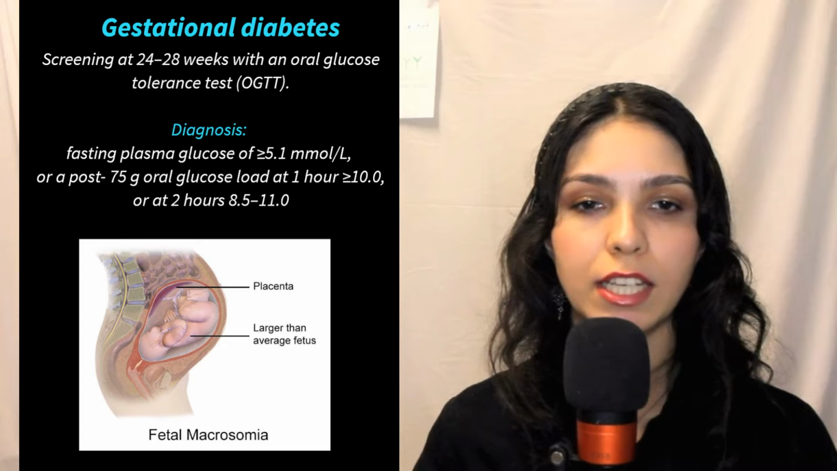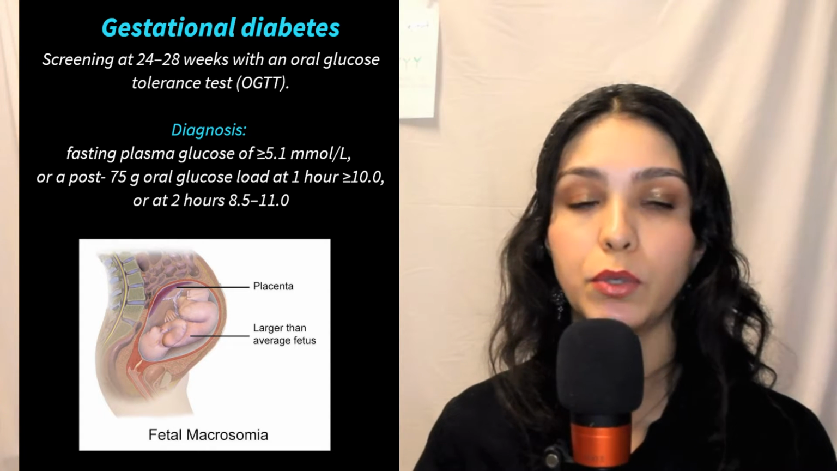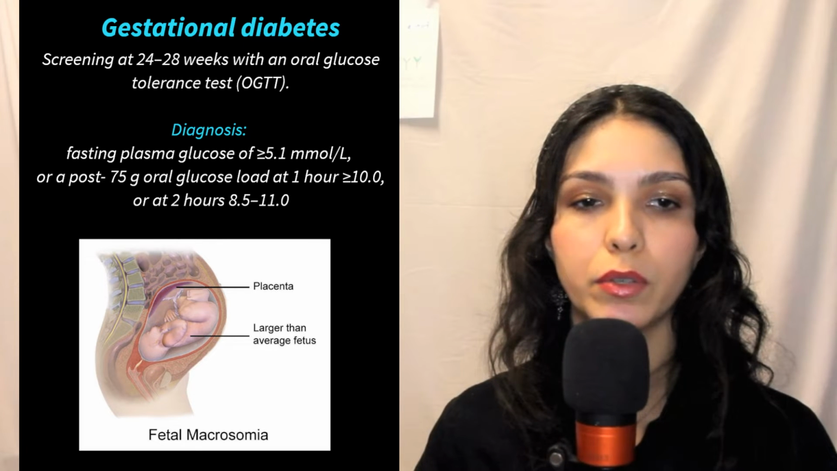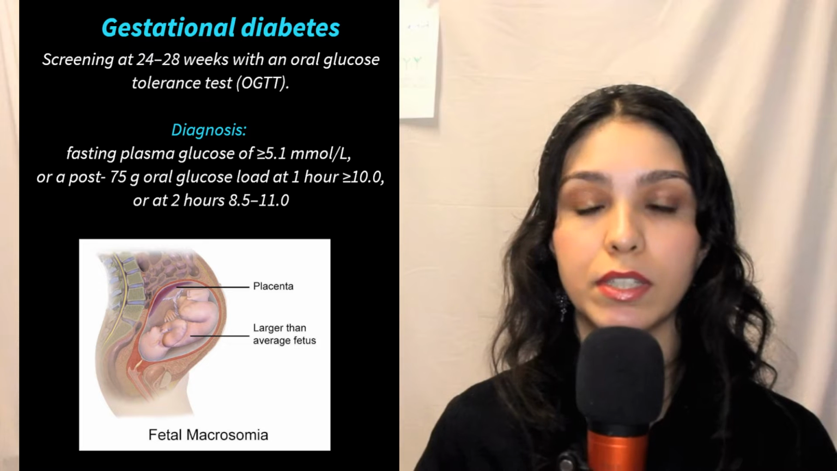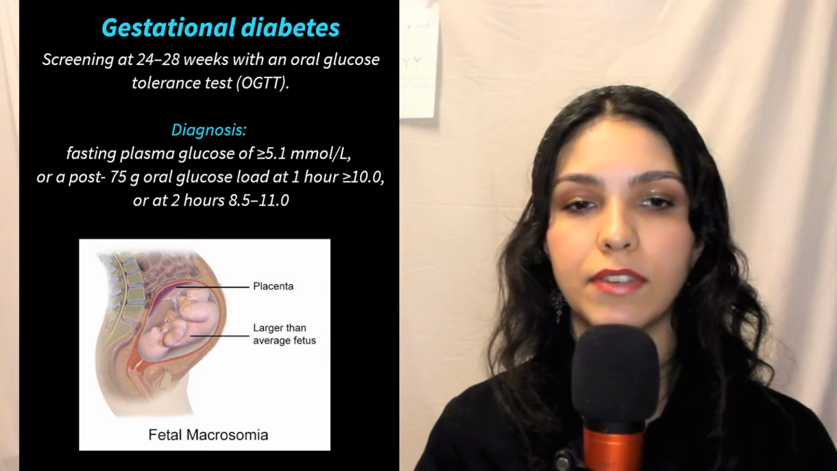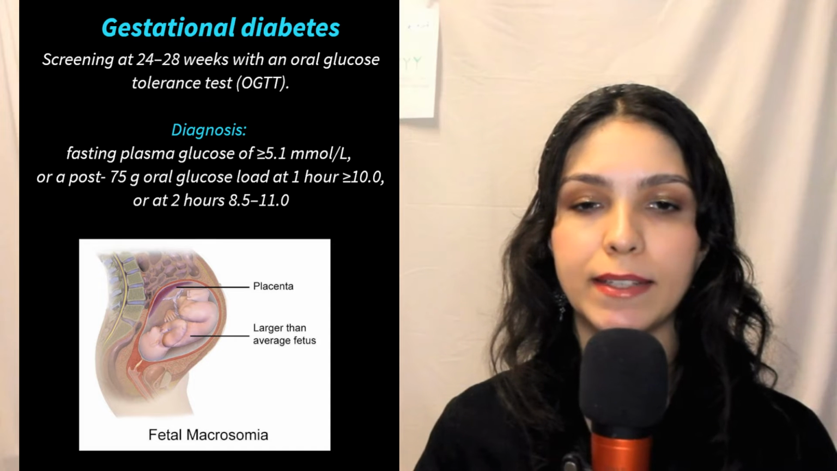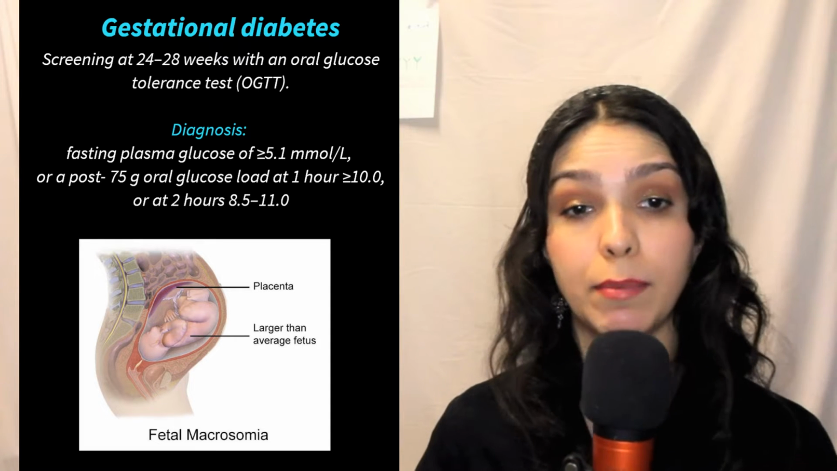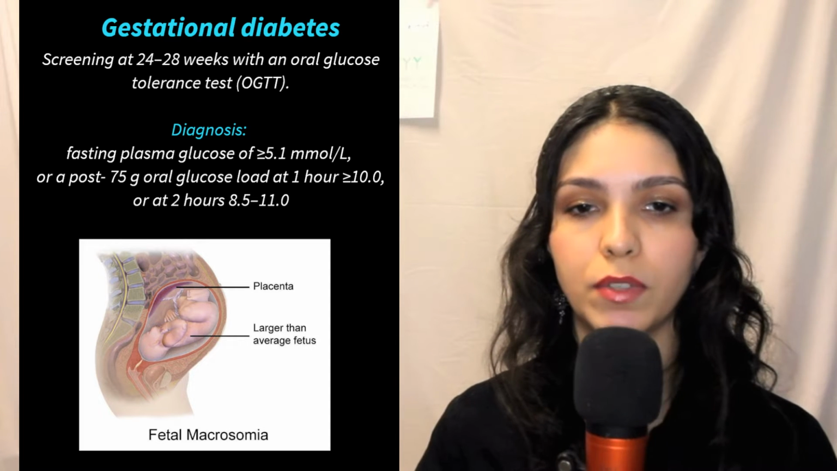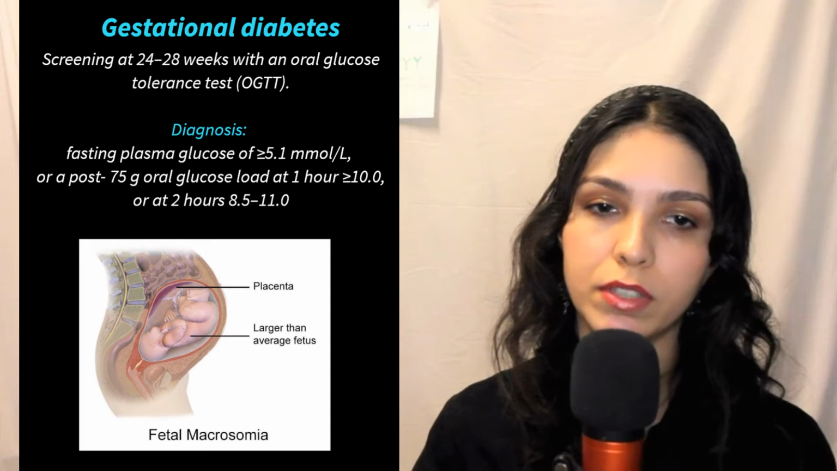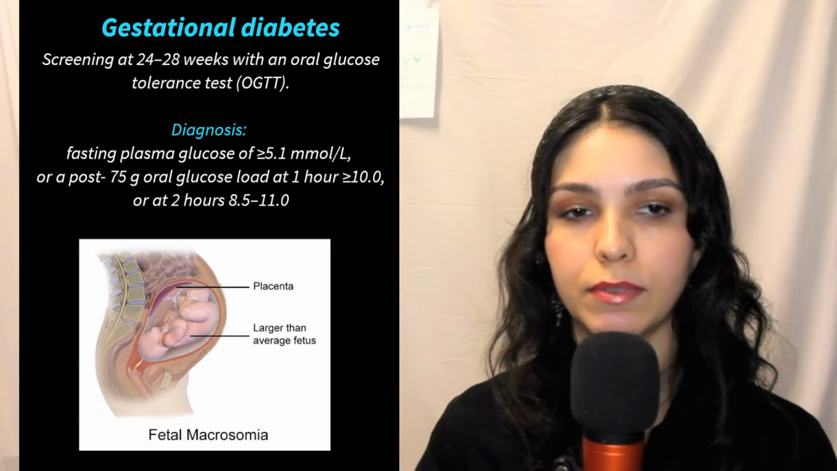Gestational diabetes is when there is a new onset of abnormal glucose tolerance during pregnancy. They have two major risks. The first is fetal macrosomia. Women with gestational diabetes are known to have larger babies, and this creates an increased risk of complications of delivery, including shoulder dystocia and cesarean delivery.